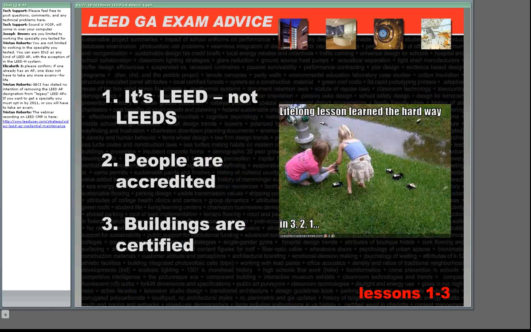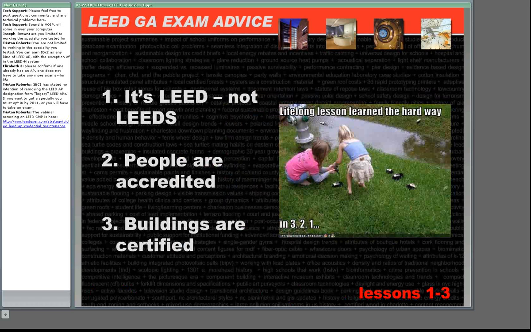If you're talking to someone who actually knows what LEED is, somehow early on it got called leads by a lot of people, and I've seen that go away. I haven't seen it very often, but just understand that it's Leadership in Energy and Environmental Design, not leadership in environmental and energy designs. So it's LEED, not leads.